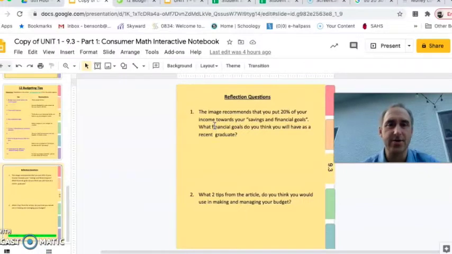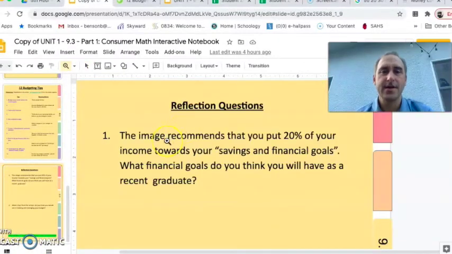And our next page. These are reflection questions. Question number 1. The image recommends that you put 20% of your income toward your savings and financial goals. What are financial goals? What are your financial goals? What financial goals do you have? If you were recently graduating from high school or trade school or college, what would be your money goals?